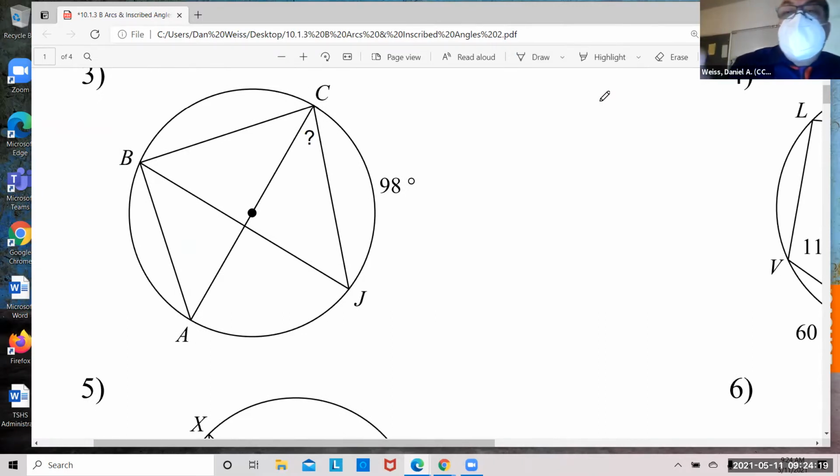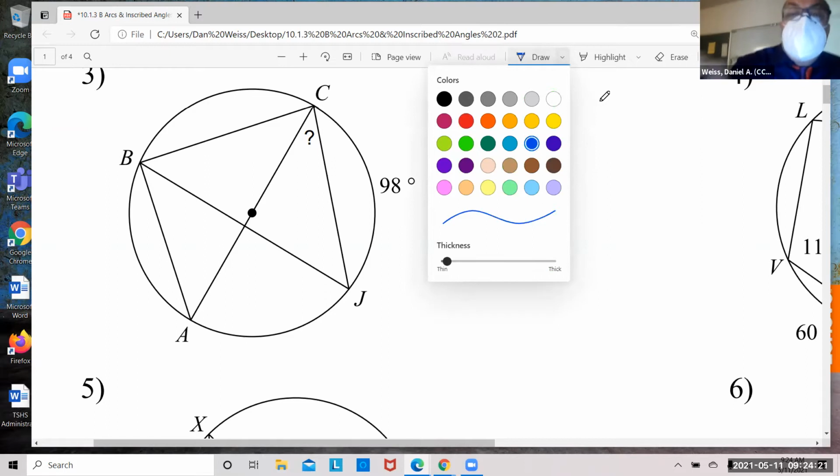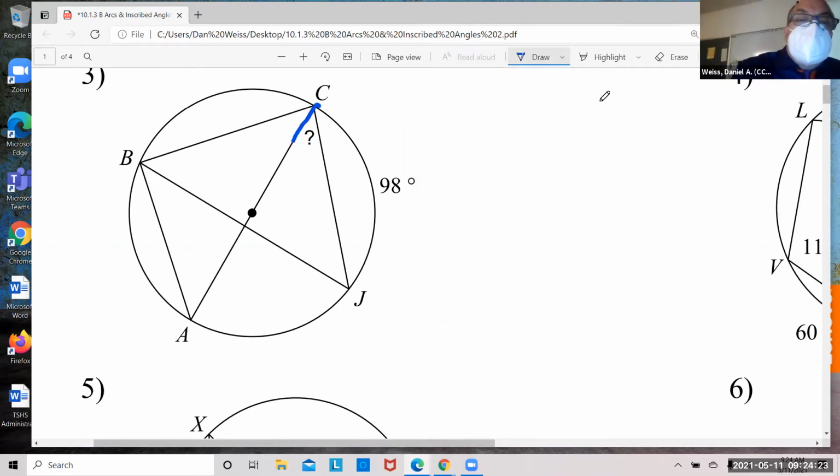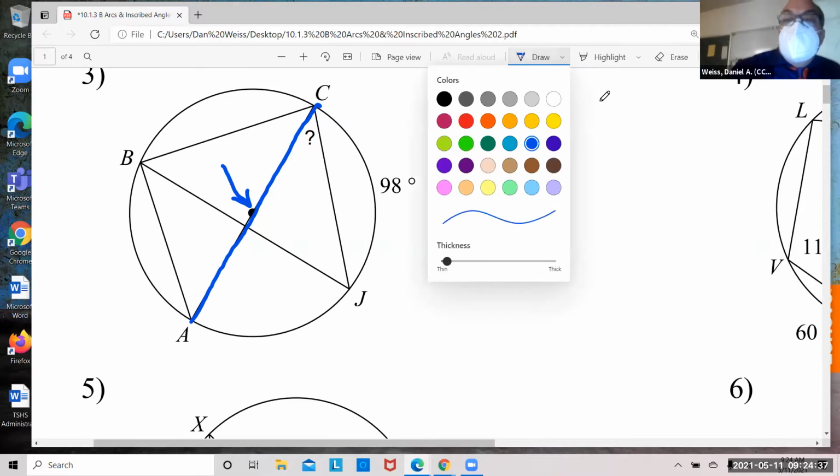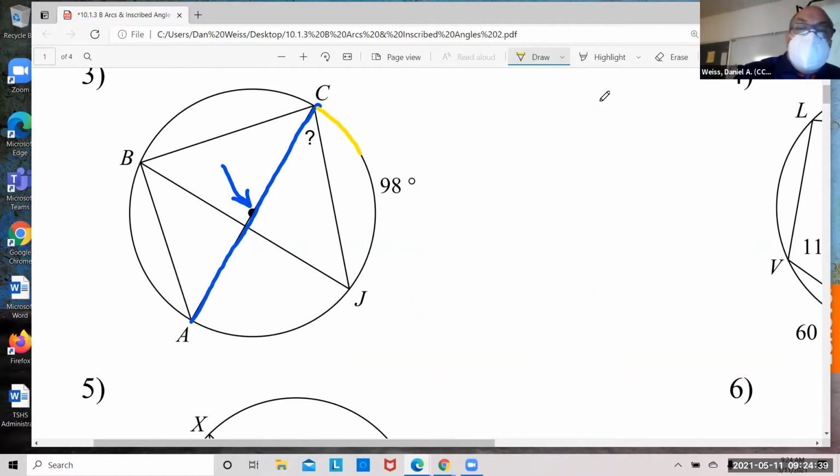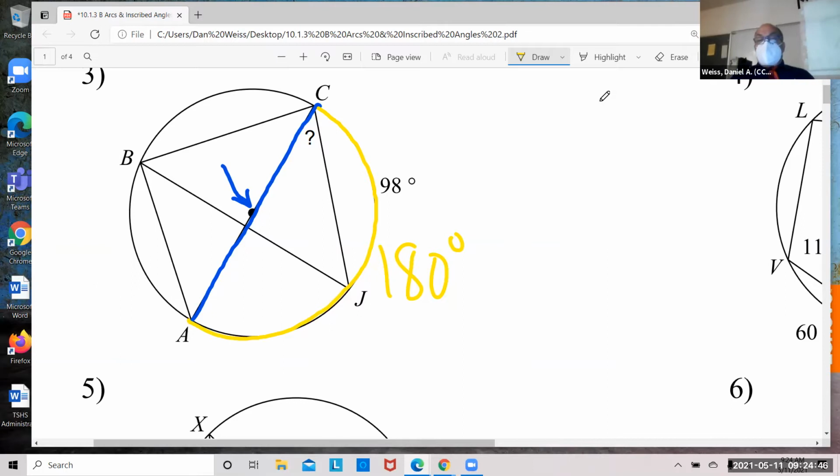Now, do you see how this guy right here goes through the center? The dot represents the center. That is the center right there. If it goes through the center, that means that this yellow arc is 180 degrees, right? Half circle is 180, right? 360 divided by 2 is 180. Okay.